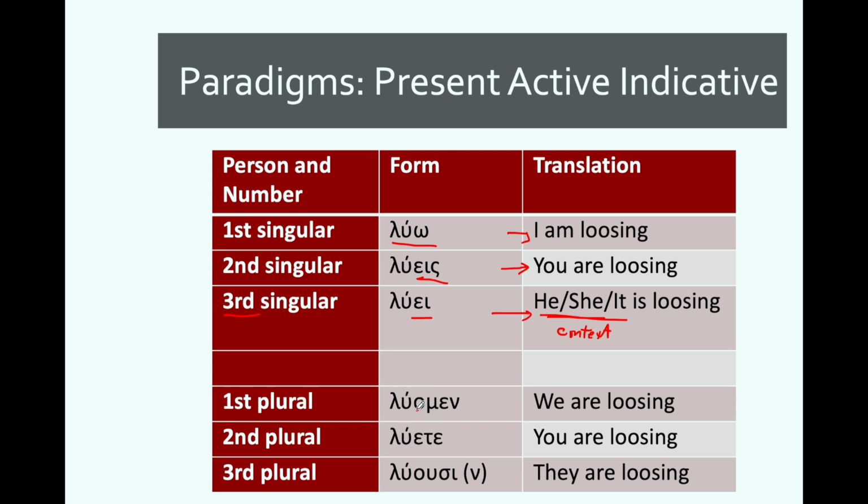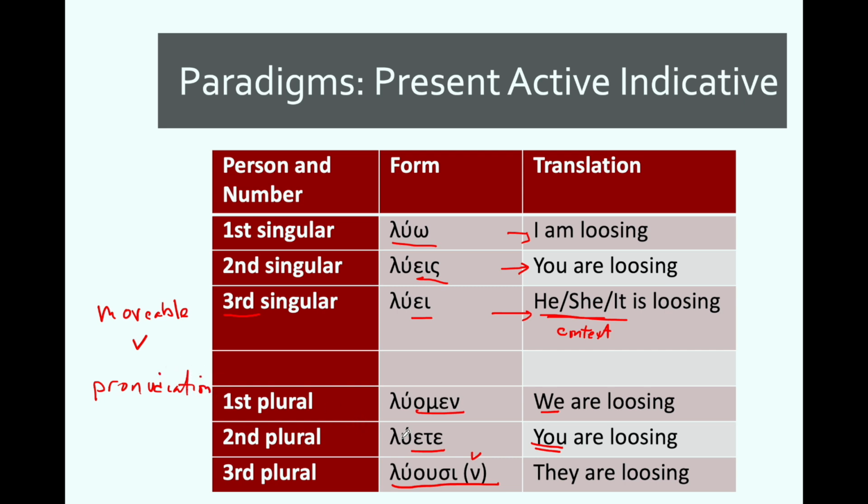The first plural is luamen, we are loosing. And then the second plural is lueta, you, plural, you all are loosing. And the third plural is luusin, they are loosing. And you'll notice there I've got the nu in brackets, and that's what's called a movable nu, which means it doesn't always have to be there. The Greeks added it to aid in pronunciation.